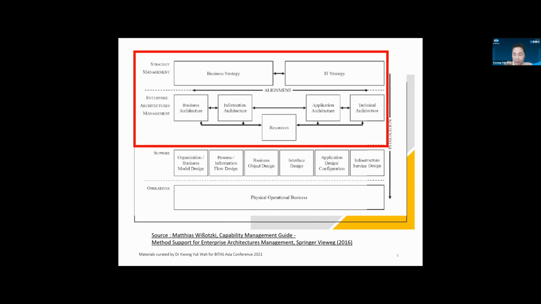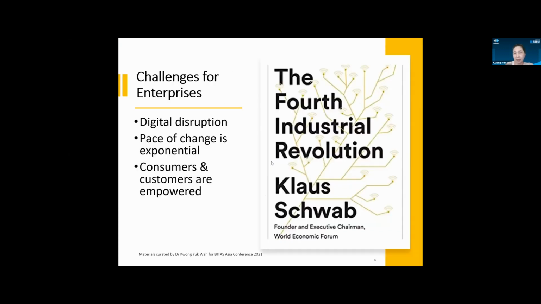Now, just now the MC mentioned that I am also teaching in NUS. I have been teaching this subject for the past 3 years, so I have been reading a lot of literature. And I felt that since 2016, this term digital enterprise architecture has been in many of the literature, right? Perhaps the term came about because of the fourth industrial revolution, which was introduced at the World Economic Forum in 2016.